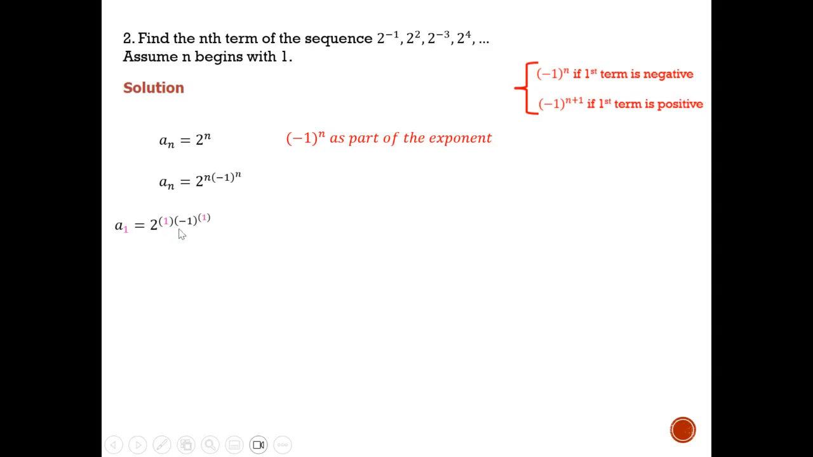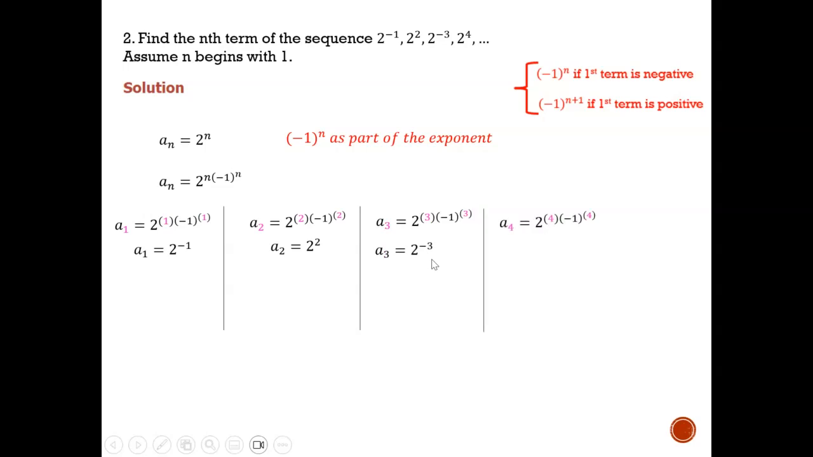But we can even plug it in to make sure it's right. So if we plug in 1 where the n is, when both n's are, it's going to give us 2 to the negative 1. Now let's try 2. We plug in 2 where the n is in the formula, it's going to give us 2 squared, positive 2 to the positive second power. If we plug in 3 for the third term, where the n's are, it's going to give us 2 to the negative 3. And we plug in 4, it's going to give us 2 to the positive 4. Okay, so I know this is my formula, guys.